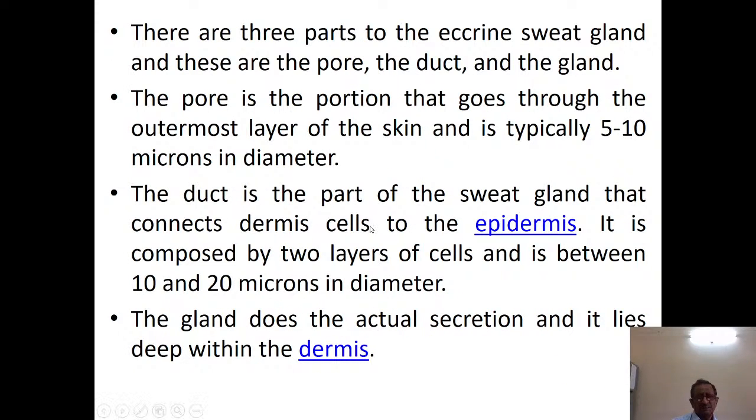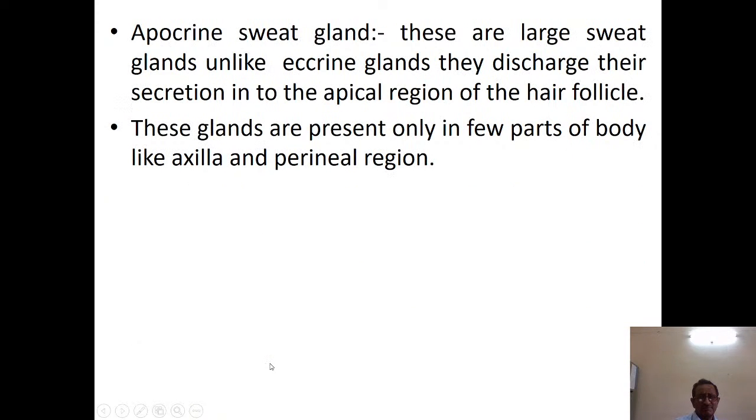Then there are three parts to the eccrine sweat glands. These are the pore, duct, and gland. The pore is the portion that goes through the outermost layer of the skin, and that is typically 5 to 10 microns in diameter. The duct is the part of the sweat gland that connects the dermis cells to the epidermis, and it is composed of two layers of cells and is between 10 to 20 microns in diameter. The gland does the actual secretion and it lies deep to the dermis.